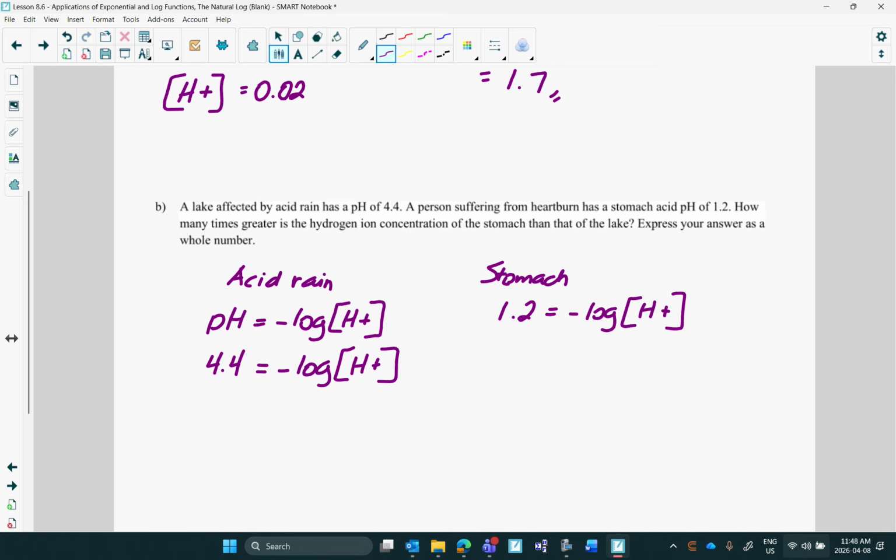Well, this isn't an exponential equation, so we're not logging both sides here, because one side is already logged. So you have to change it to exponential form. So 10 to the 4.4 will equal the hydrogen ion concentration. I'm not going to write that out using digits because that's not my final answer. This one is 10 to the 1.2.